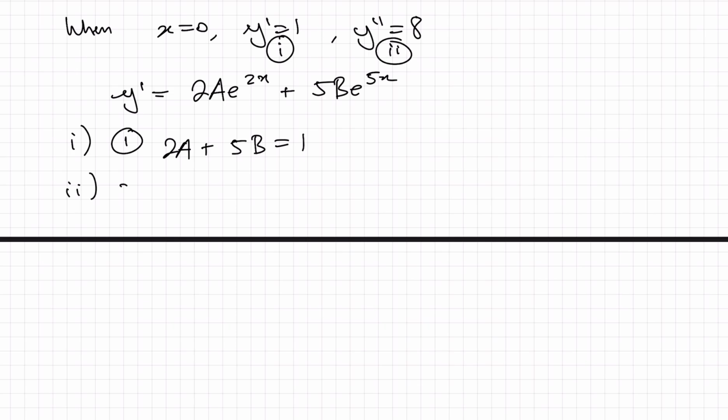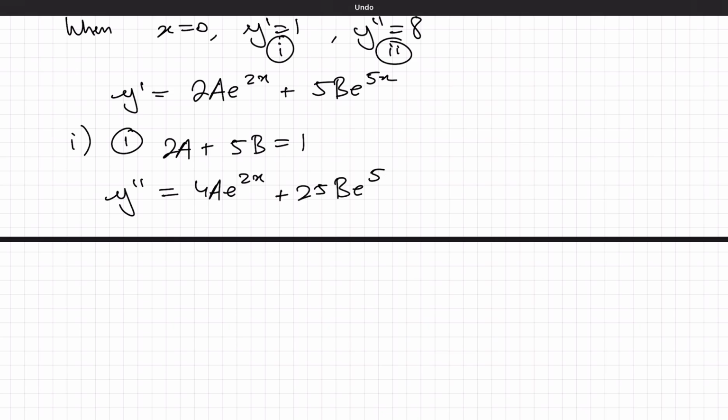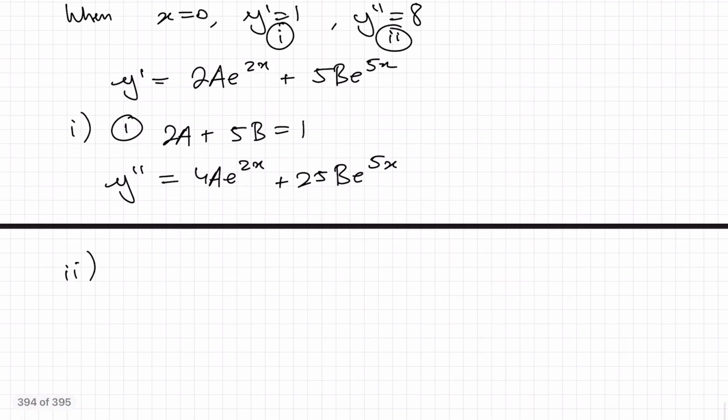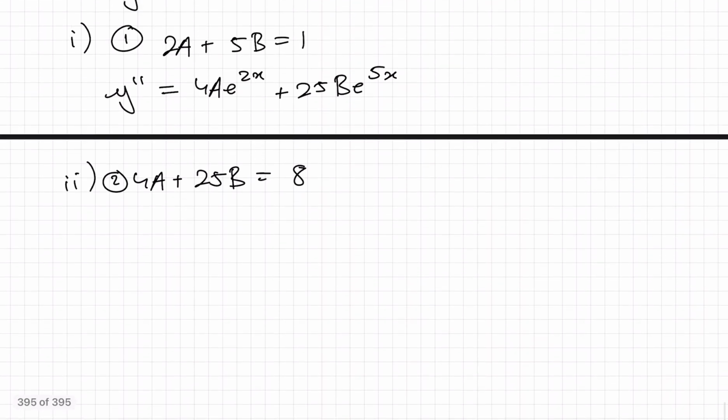Now substituting in ii, we get our second equation. We need to figure out the second derivative of our general solution. So we're going to get 4a e to the 2x plus 25b e to the 5x. There we go. And now we can substitute in this second condition. So we're going to get 4a plus 25b is equal to 8. Okay, now we have a set of simultaneous equations with these two. Pretty simple. Let's just multiply number 1 by 2 throughout to obtain 4a plus 10b equals 2.